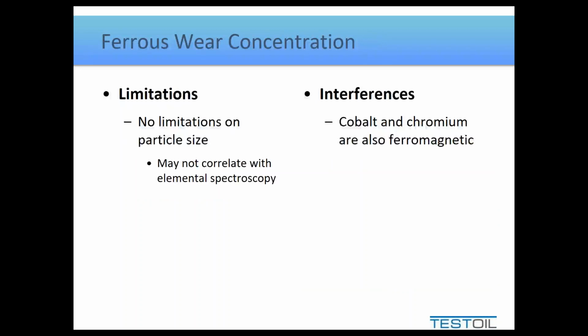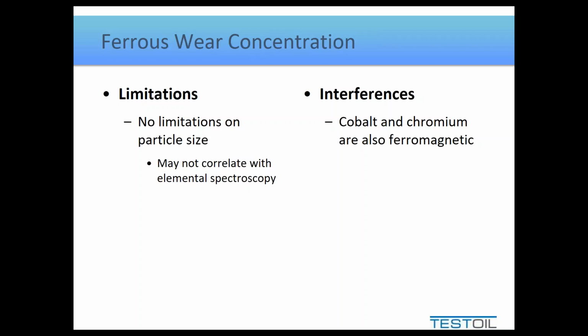Now the limitations to this test: because it is not limited on particle size, which is a good thing, it does make it unable to be correlated with elemental spectroscopy, which is limited on particle size. So the basic assumption then becomes, well, how are they correlating? If your elemental spectroscopy is high and your ferrous wear concentration is low, then the assumption is that the particles being created are normal, and this would be expected.